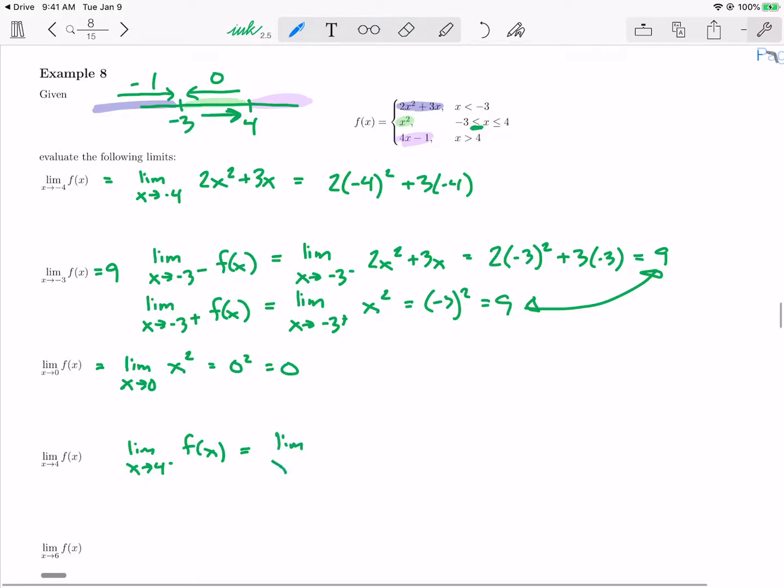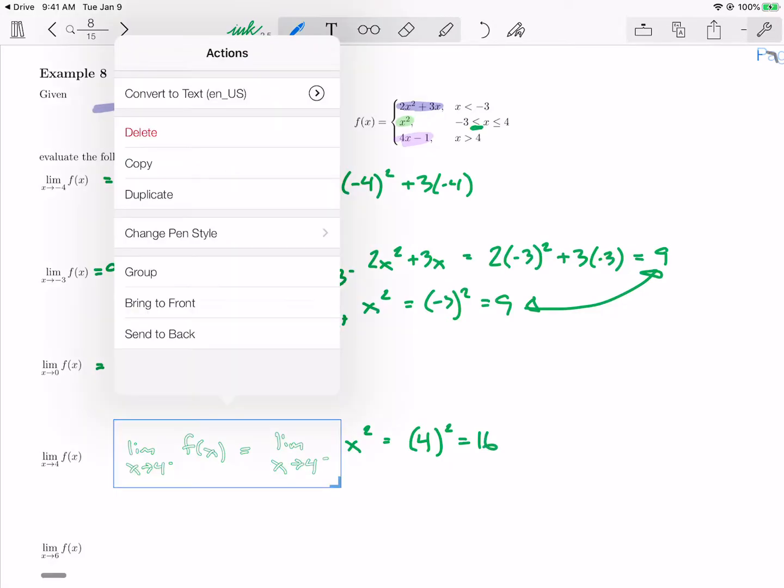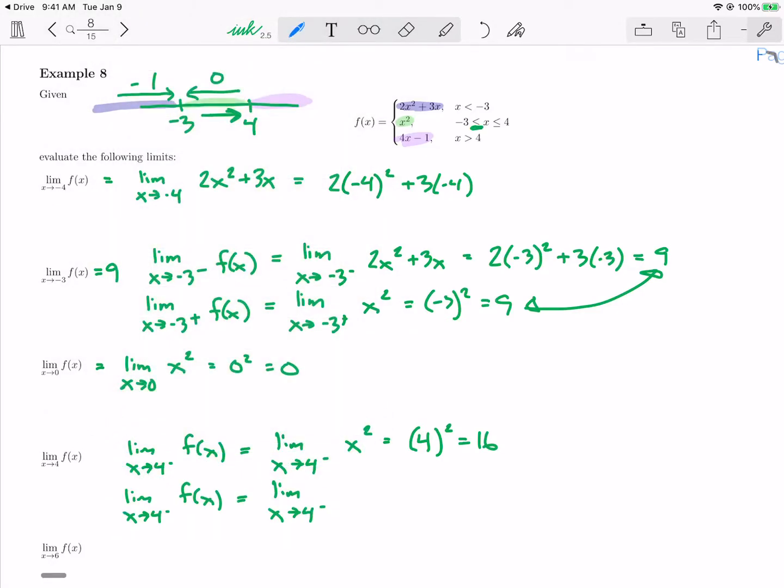So I've got the limit as x goes to 4 from the left of x squared. Simply plug 4 in. I get 16. Repeat all these steps, but now from the right. So x is going to 4 from the right.